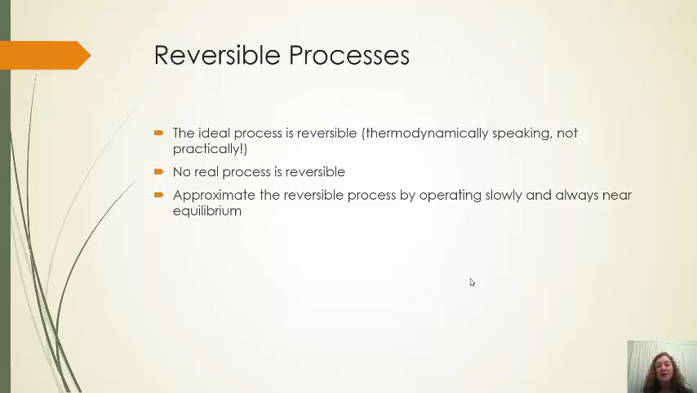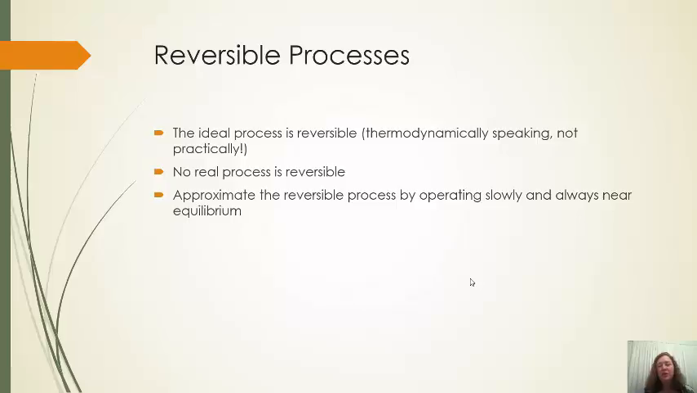Now, there isn't a real process that is ever reversible, but we can approximate a real process as reversible if we take it really slowly and we always stay near equilibrium. Now, this is why I say that this is thermodynamically speaking the ideal. Practically, I do not want my car engine operating very slowly and always near equilibrium. I'm never going to get anywhere. But I can do the best in terms of the energy conversion if I am operating reversibly.